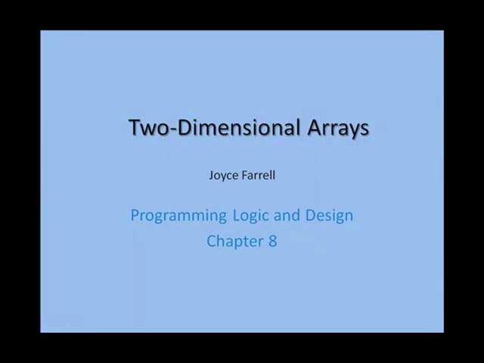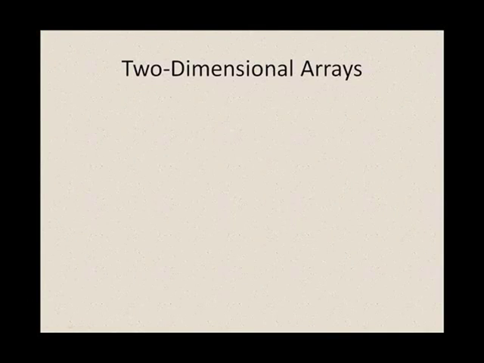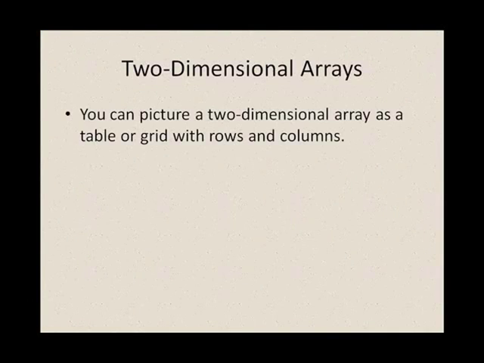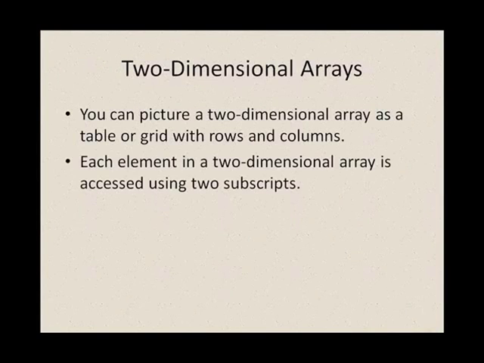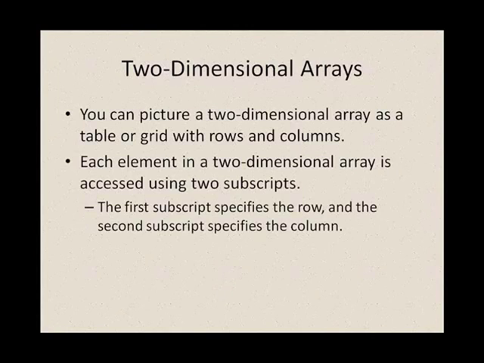Let's take a closer look at two-dimensional arrays. A two-dimensional array is a structure in computer memory. You can picture it as a table or a grid with both rows and columns. You can access an element in a two-dimensional array by using two subscripts. The first one always specifies the row, and the second one always specifies the column.